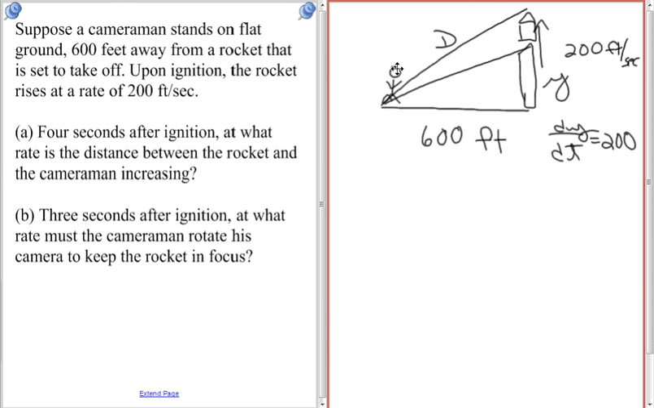And back to the question, 4 seconds after ignition, at what rate is the distance between the rocket and the cameraman increasing? D itself represents that actual distance. The question is, at what rate does that change? At what rate is that distance increasing? So the whole question is focusing on what is the derivative of capital D with respect to t. The second piece, many of our problems have a moment. D and y continue to change. We want to find this value dD/dt 4 seconds after ignition.